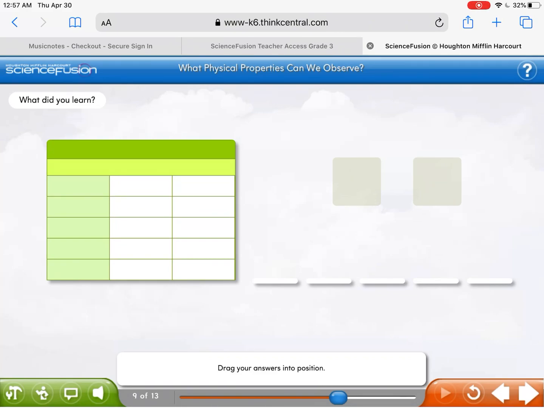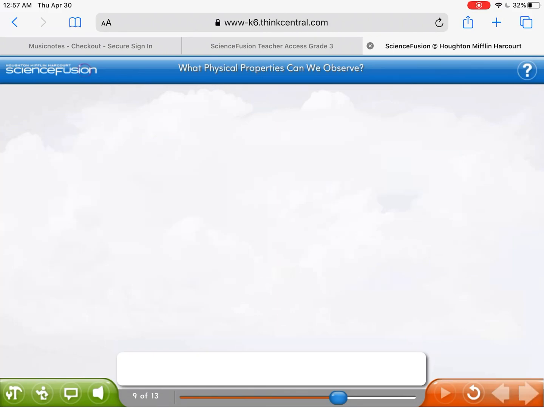So this slide doesn't want to work either, but we just did that on the last page, and it was rock number 3, then rock number 1, then rock number 5, then rock number 2, and then rock number 4 is the order. But it won't let us do that. So we're going to move on to page 10 and do the volume of the rocks.